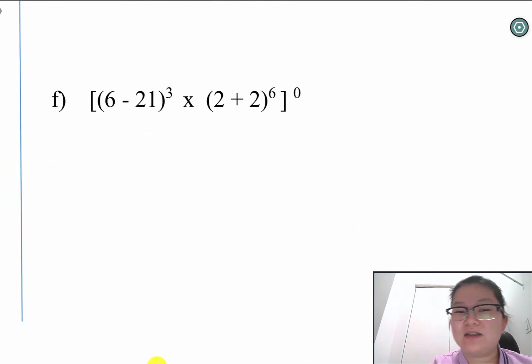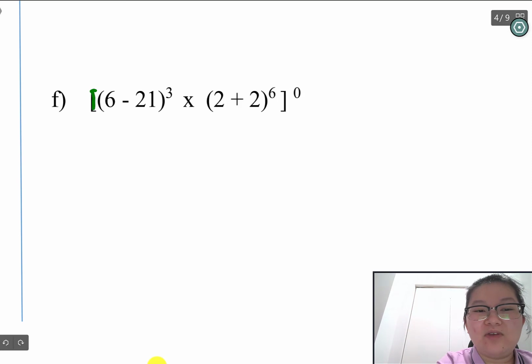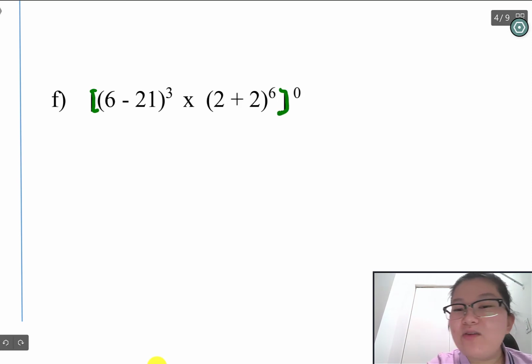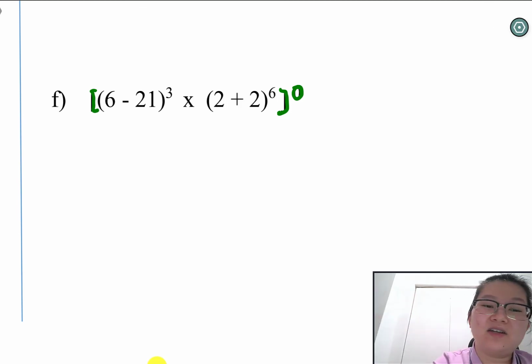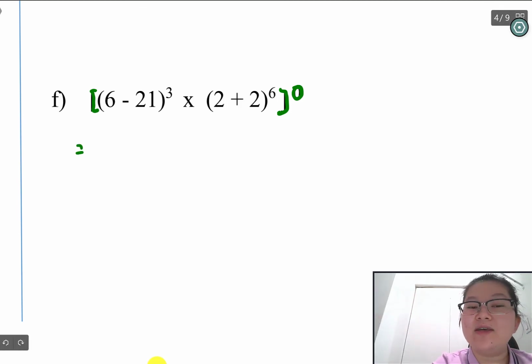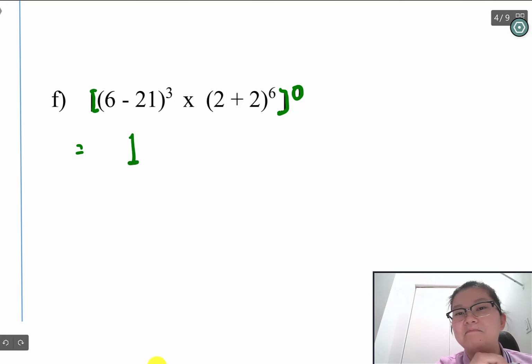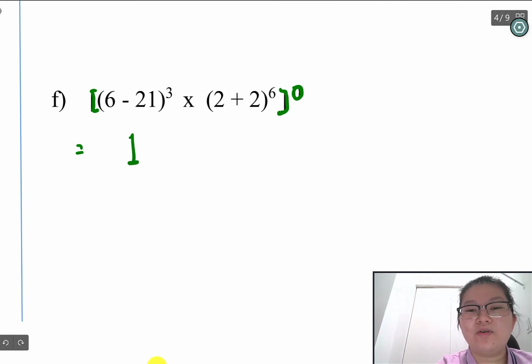Wait a minute. This whole thing is in brackets and raised to the power of 0. So I don't even have to evaluate whatever's inside, because I know everything raised to the power of 0 is 1. That's F. Done. Woohoo!